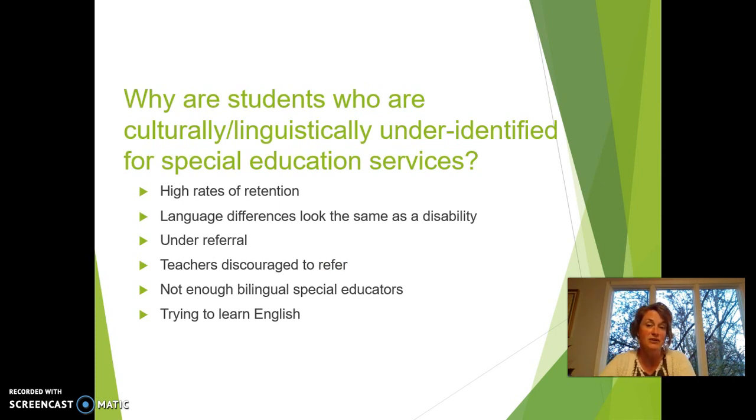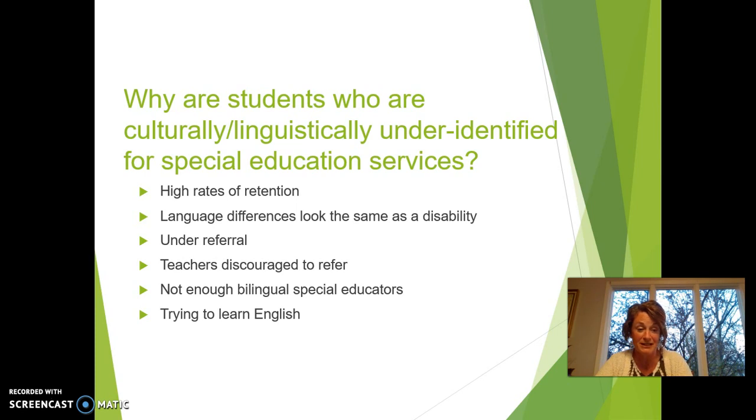Now, why are students under-identified for special education services? A lot of times there's a high rate of retention for these kids. Another reason is, like I said before, the language differences look the same as a disability. They may very well have a disability, but because they're an ELL student, people figure that it is the language that is causing them to be behind, rather than maybe they have dyslexia or something else. So teachers are discouraged to refer.